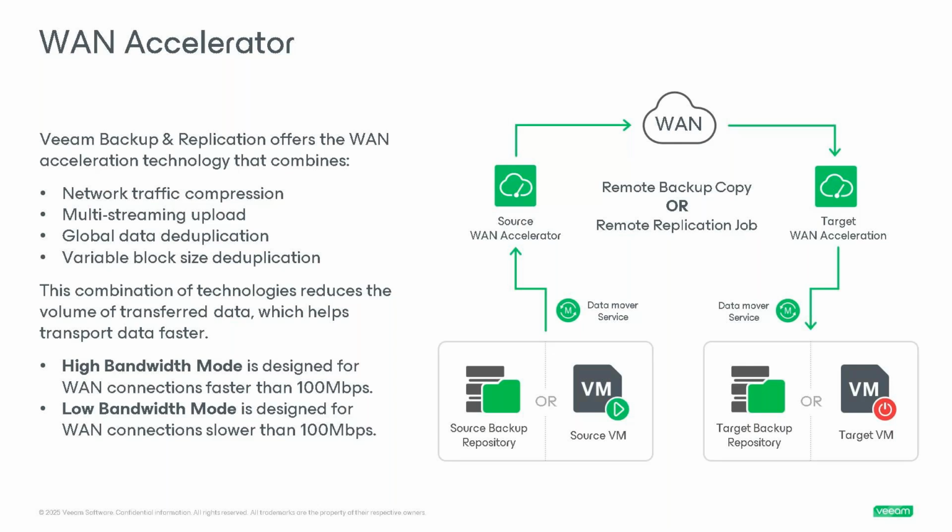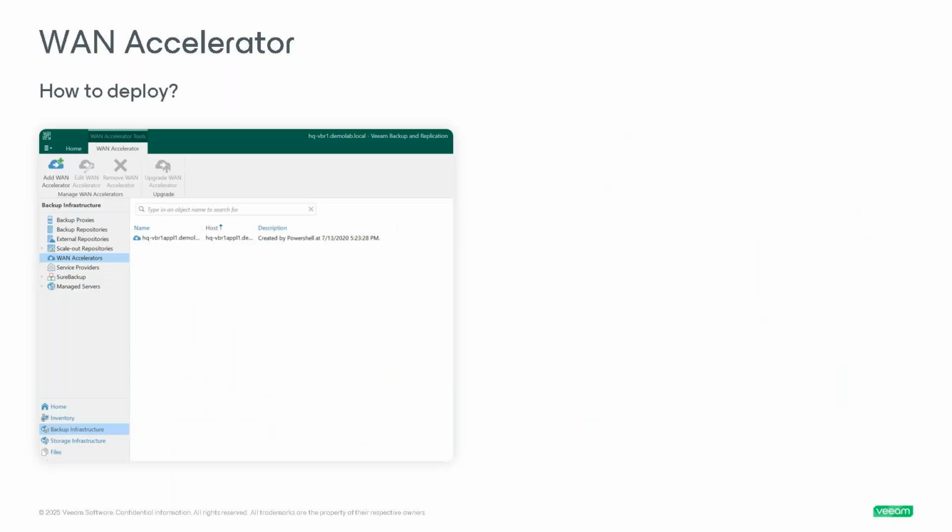And there are 2 modes for it, as it states, depending on whether your upload speed is 100 megabits or more, typically the upload at the source side, at least. If it's more than 100 megabits, we'd recommend using high bandwidth mode, or if not, low bandwidth mode. And that is the idea.